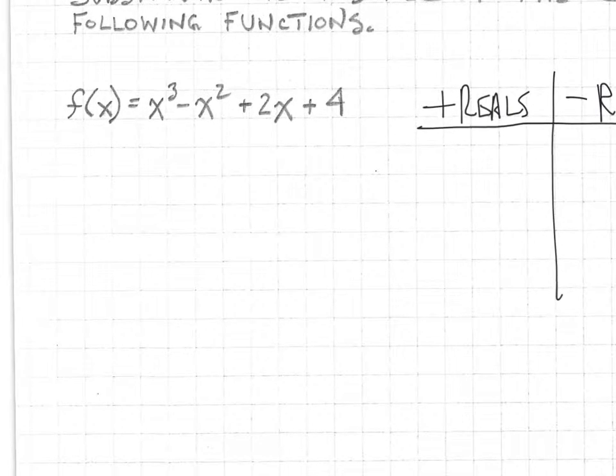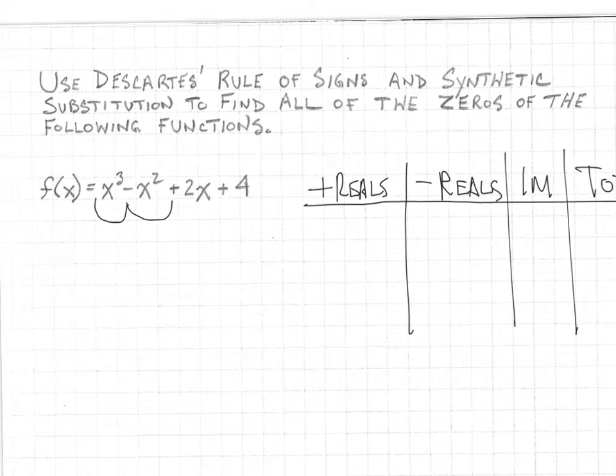Sign changes. For positive reals, let's count sign changes. We start off with a positive to a negative. There's one sign change, another sign change, and that's it. So that means we have either 2 or 0 positive reals.